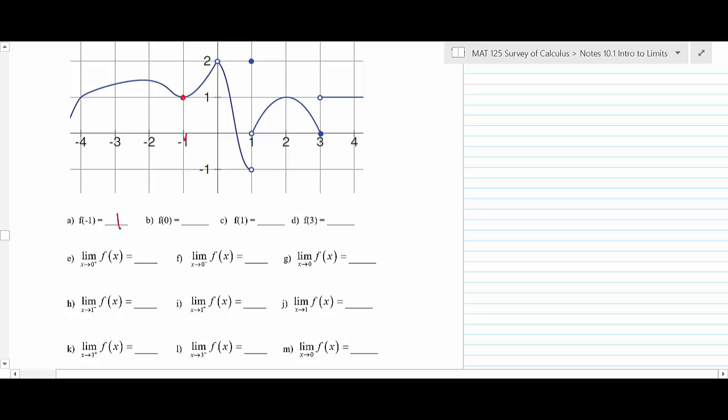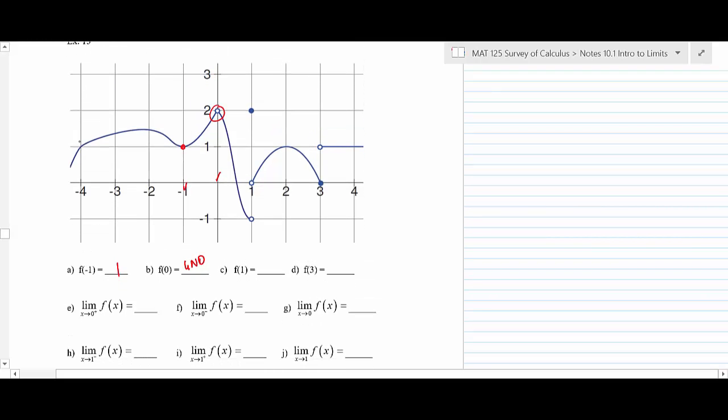How about this one? If x is 0, what's the value of the function? It doesn't even exist. It's undefined. I mean, there's not a solid dot there, is there? We haven't seen that so far, but if you just have an open bubble and nothing else, the function is undefined. Now, you can say does not exist too if you want to.